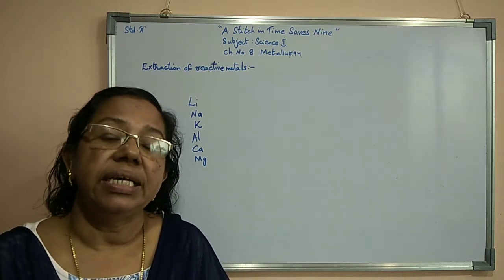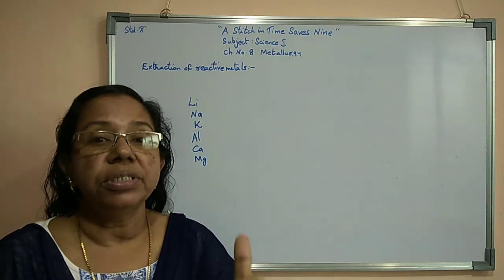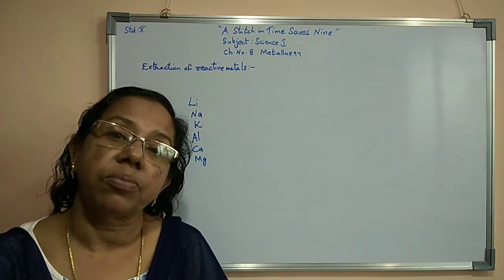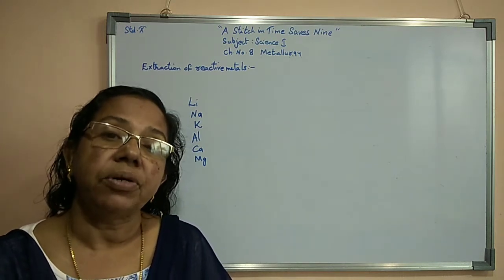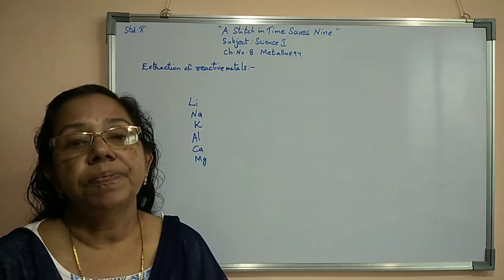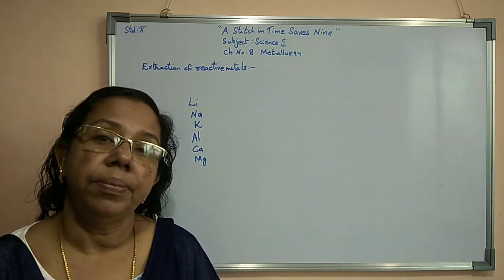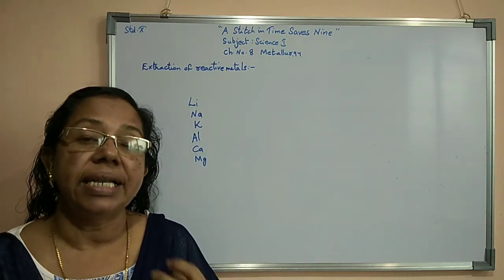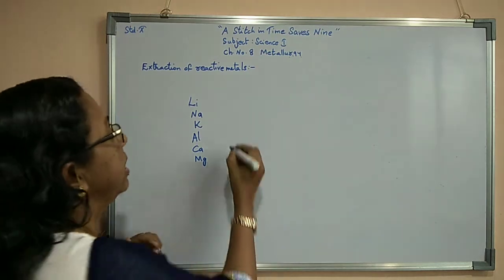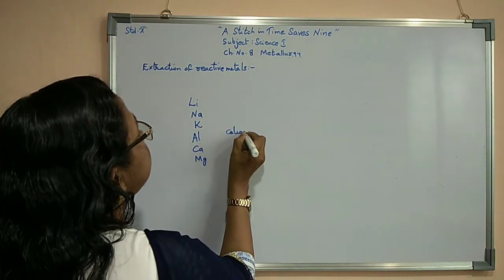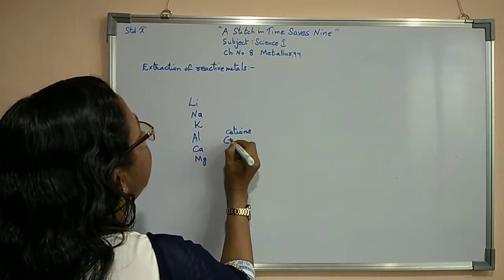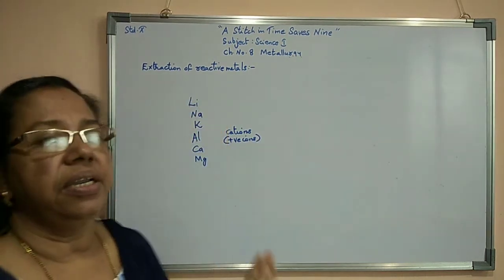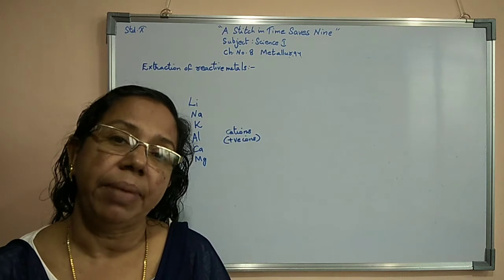Now, how do we understand they are reactive metals? Because these metals have the capacity to lose their outermost electrons easily. Because of that, we can say that they are electropositive elements. Their outermost electrons they can easily remove, so they can form cations easily. Cations means they can form positive ions easily. Because of that, we call them reactive metals.